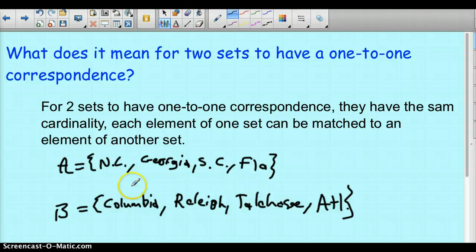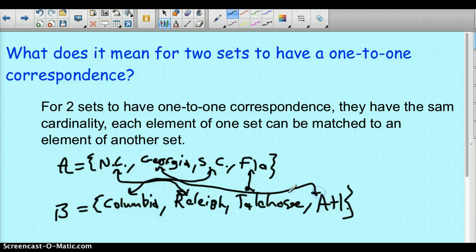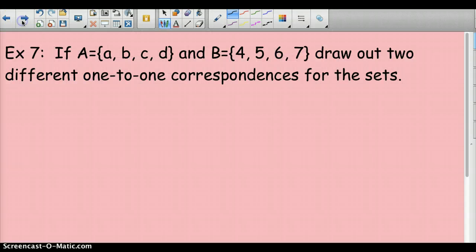Now, these are one-to-one because number one, they have the same number of elements. They each have 4. And I can match each one to the other one. Like, for example, the capital of North Carolina is Raleigh. Those two match together. Capital of South Carolina is Columbia. Those two match together. The capital of Florida is Tallahassee, and the capital of Georgia, whoop, is Atlanta. That's one-to-one correspondence. Not only do they have the same number of elements, but we can match one of one set to one of another set.